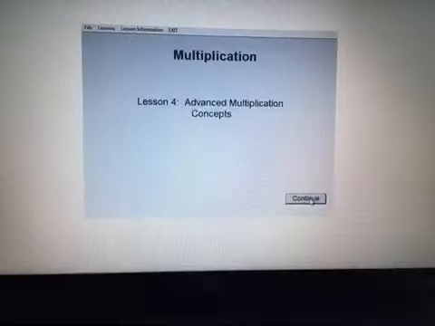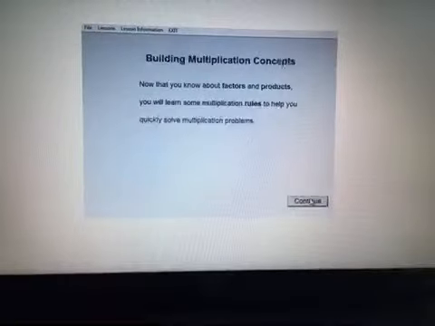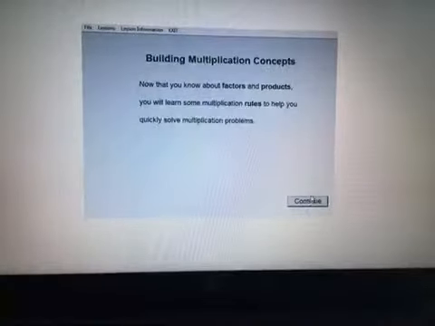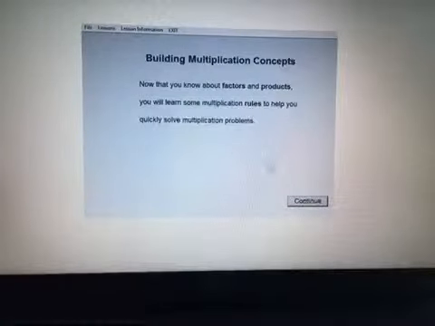We can see we're now in Lesson 4. At this point, the students have begun to read with comprehension, so at this point in the course, they should be able to read what the concepts are.